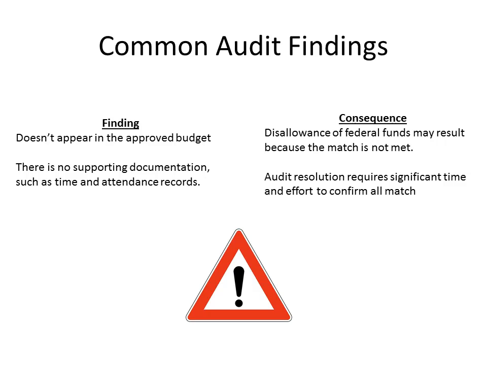In scenario 2, let's assume the auditors find no supporting documentation such as timesheets or payroll. So your cost might be in your approved budget, but nothing else has been submitted. The consequence of this would be that you enter into something called the audit resolution, which requires significant time and effort to confirm all match. This is when the auditor checks everything.